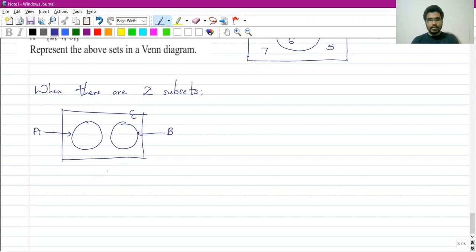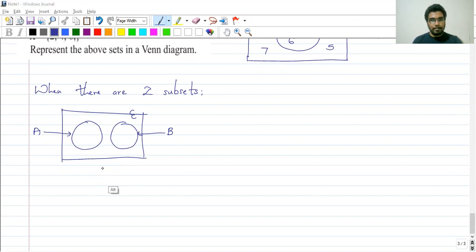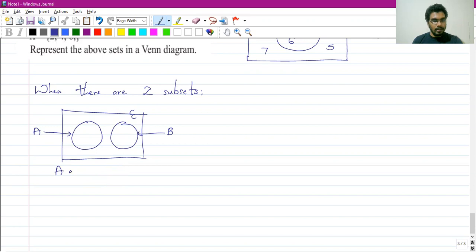So that is the instance which we can use this one. So we can write it, A and B do not have common elements.